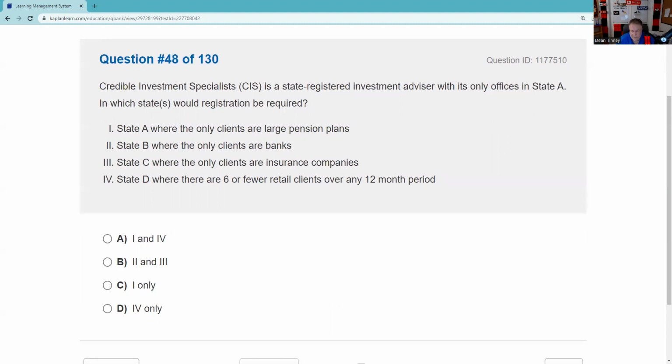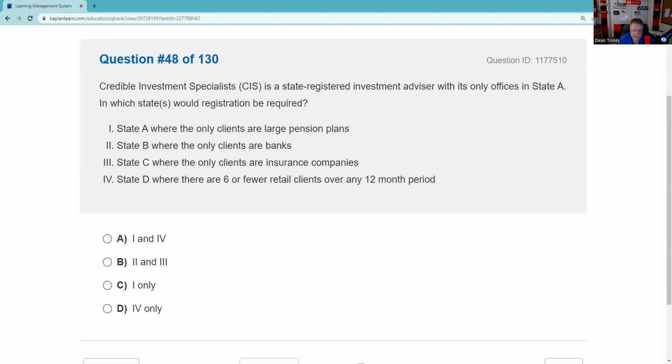This is, I like this question. I like this question a lot. State A, where the only clients are large corporations. Well, you're already registered in state A. Right. So I don't think we need to burn up brain cells on Roman numeral 1, because it says that you have offices in state A. So there's no circumstance in which you're not going to be registered in state A. It has nothing to do with the pension plans. You're going to have to be licensed in state A.